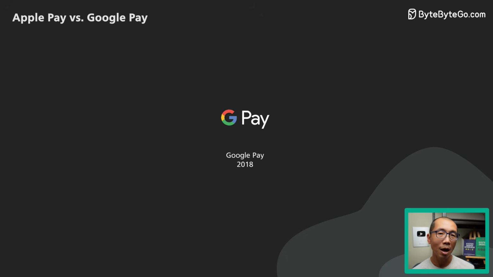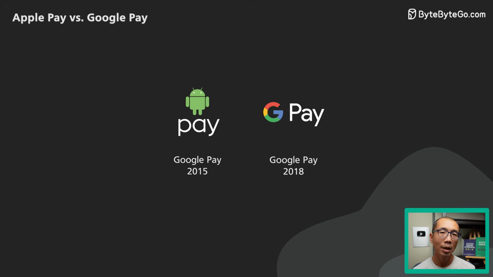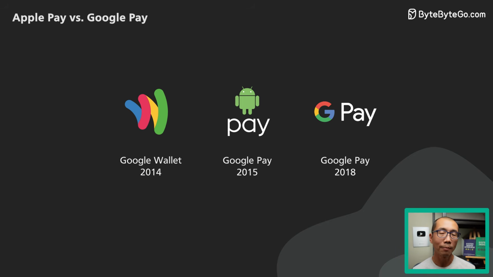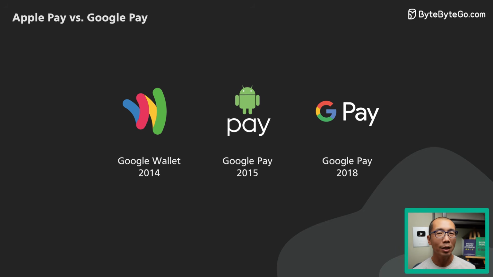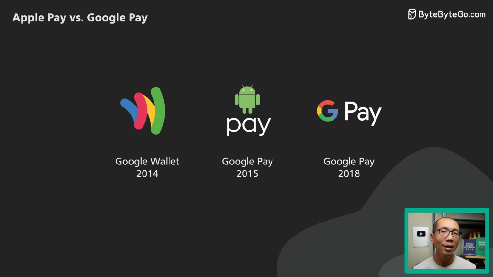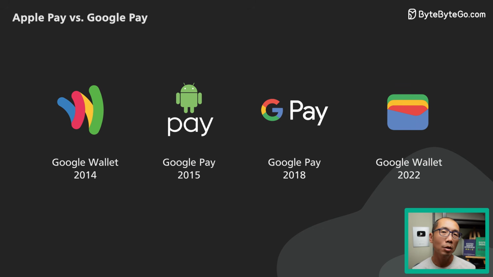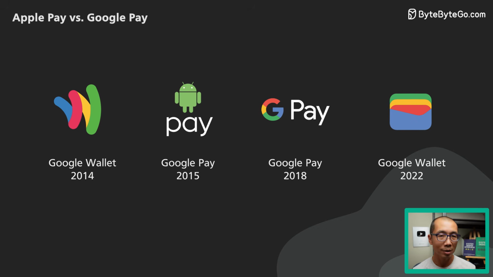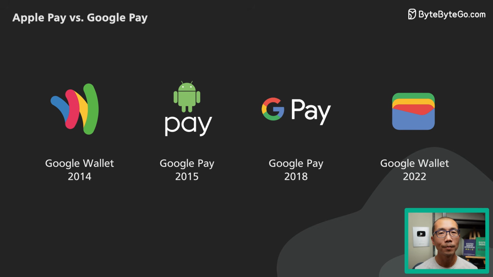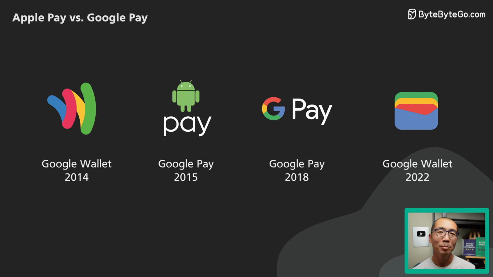Google Pay has been around since 2018. Before that, it was known as Android Pay, and before that, Google Wallet. The branding is confusing, and it appears that now Google Pay is Google Wallet again in some countries. We'll refer to the current version that uses payment tokenization as Google Pay. Let's take a look at how these systems work.